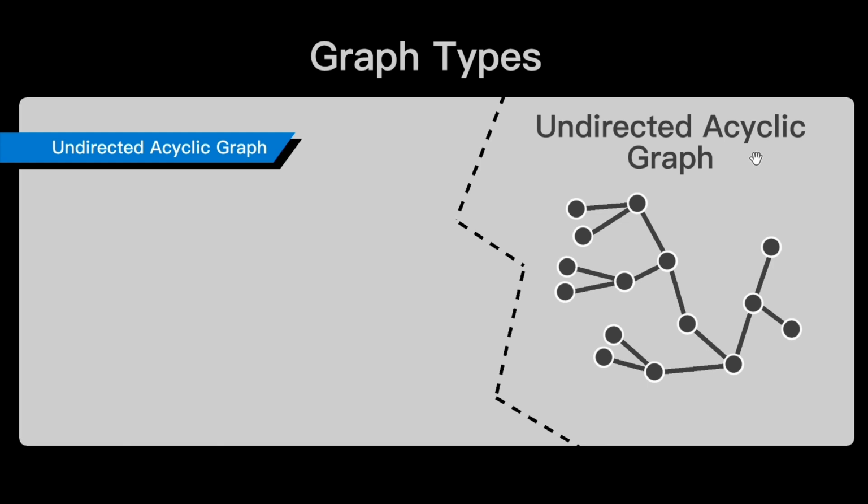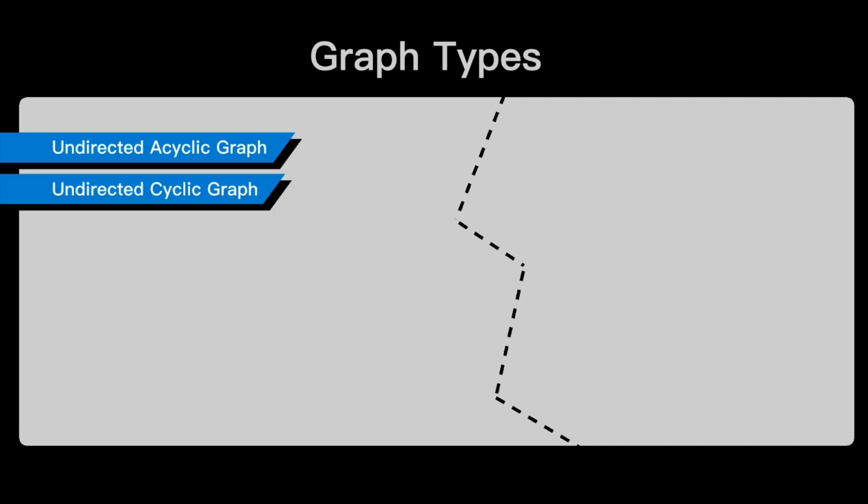Another keyword is acyclic, which means there is no circle being formed in this graph. For instance, you cannot see a circle going around back. There's no such thing in this graph. So it's called acyclic. So this is the first type of graph, undirected acyclic graph. Let's move on to the next one.